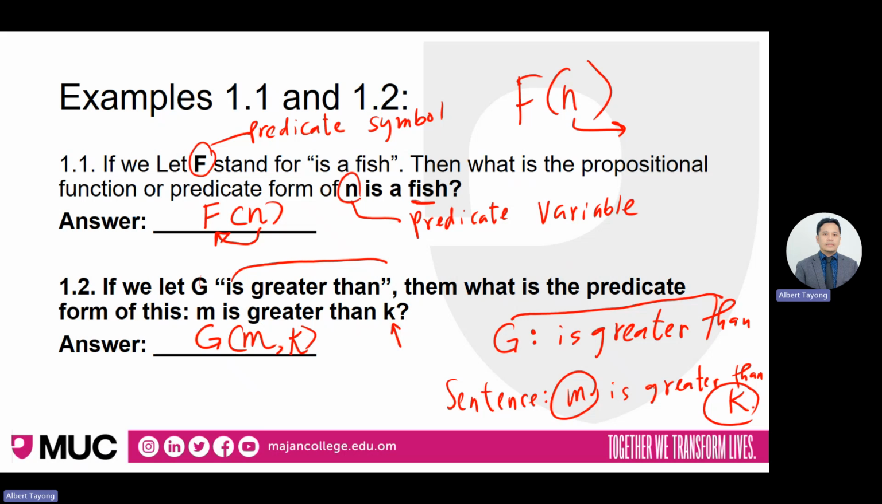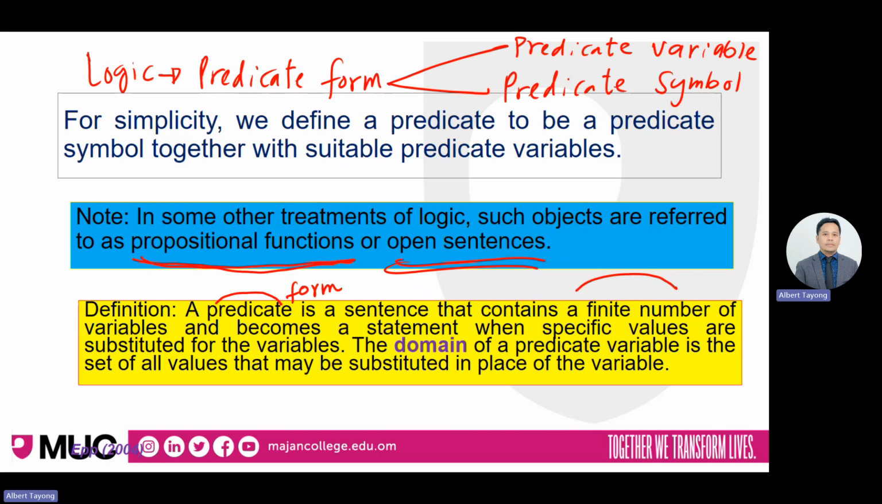Here, if I change n into a specific fish, it's going to be a statement. A milkfish is a fish. So here I change n to a specific value, and it becomes a statement which is true. So that's the meaning of this. It becomes a statement when you change the variable or variables.